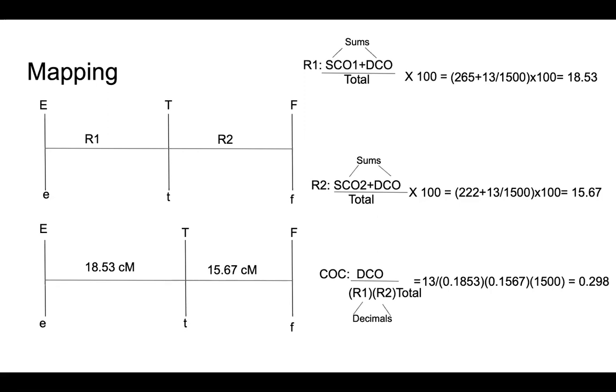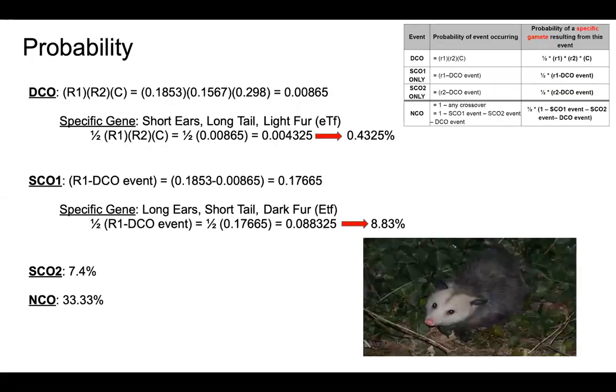So for my DCOs, the sum of it, you have to use the decimals of R1 and R2 before you multiplied it by 100 out top. And I got 0.298. To find the probability, I use this chart that was given to us in lecture. To do the DCO, you do that formula, and you have to remember to use the decimals of R1 and R2. And I got this number right here.